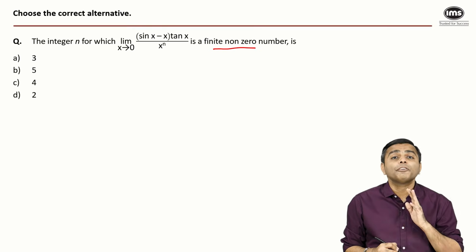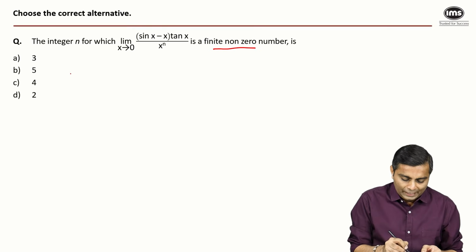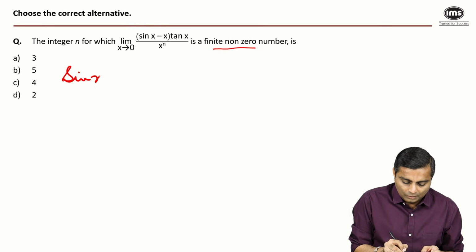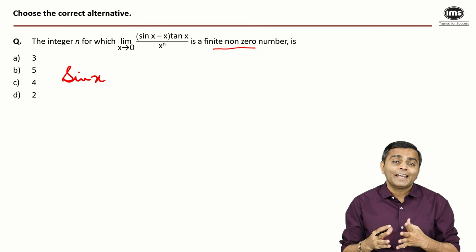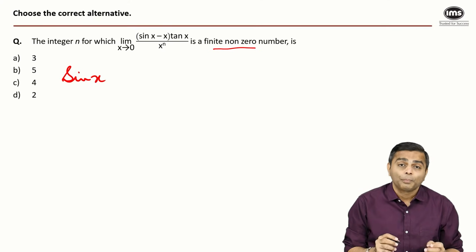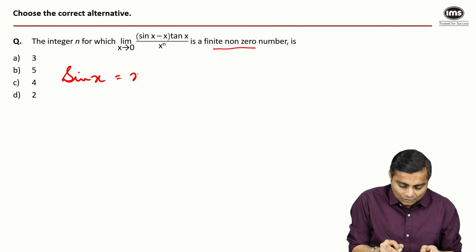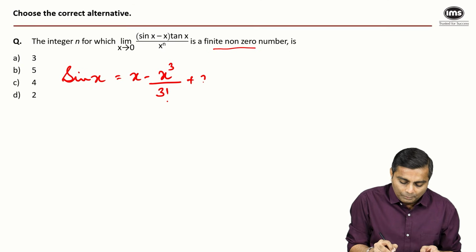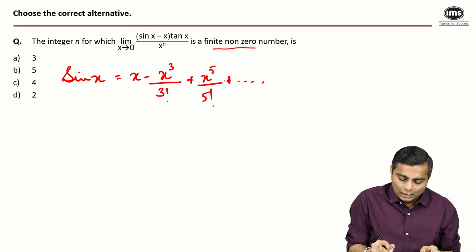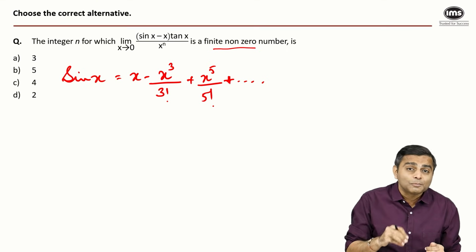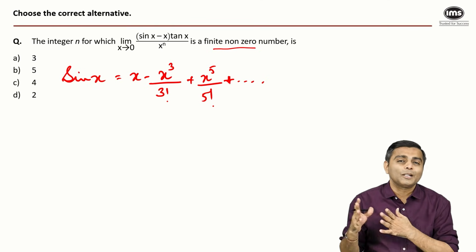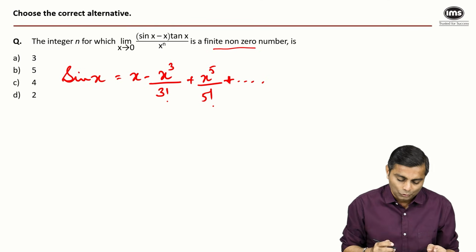Okay, great. So the first thing that you should know by now is the Maclaurin's expansion for sin x. How does sin x behave when x is tending towards 0? The sin x series is x minus x cube upon 3 factorial plus x raised to 5 upon 5 factorial and so on. As you keep going ahead, higher powers of x, when x is a very small quantity, become lower and lower, so we can conveniently ignore them.